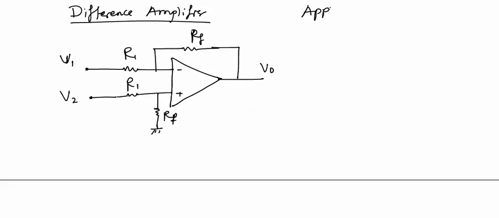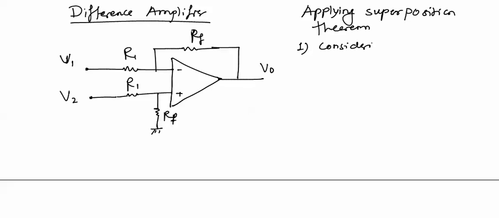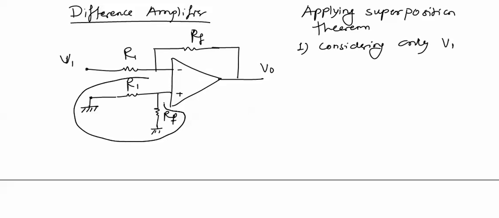So applying superposition theorem, first considering only V1. If you consider only V1, then this voltage source V2 will be grounded. If this is grounded, then in this circuit there is no excitation. This circuit will be of no use, so this will be considered as a ground.